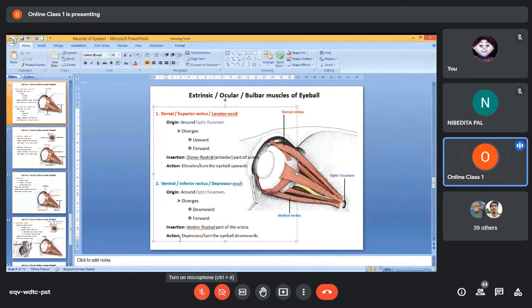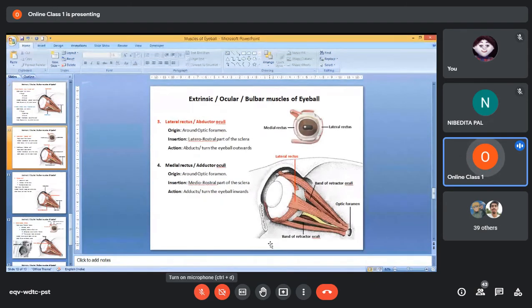Then the action: what is the action? It depresses or turns the eyeball downward. This is the origin, the fixed point, and this is the movable point, the insertion. If this muscle contracts, the eyeball will be turned downward. That is called depression. So it will depress the eyeball.